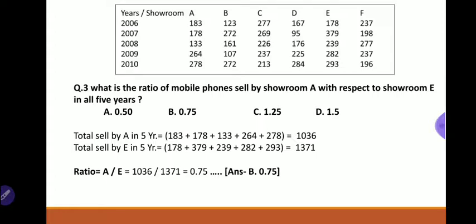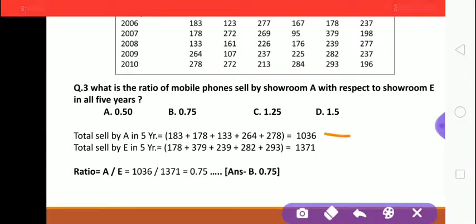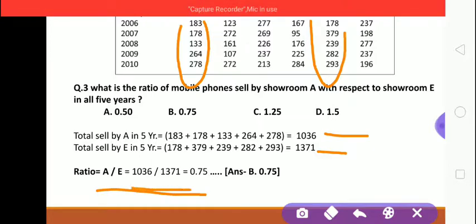Therefore, you need to first find out the total sale by showroom A. Just make the addition of the total sale of showroom A and the total sale of showroom E. So make the addition of these two and take the ratio A divided by E, A's sale divided by E's sale. You will get the ratio as 0.75.